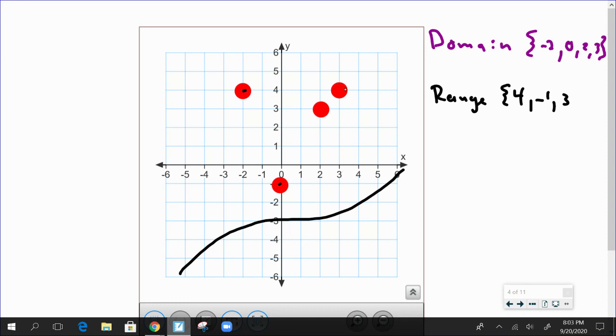Now, the 3 goes up 4. Well, I already have 4 listed, so I only have to list it once. Now, the question was, is this relation a function? Does every x value have its own particular y value, or does it double up? Does -2 go to 2 different values? Does 2 go to 2 different values? Well, every number of the domain goes to one particular y value. So every x goes to one particular range value. So this is a function. Okay, this would work.